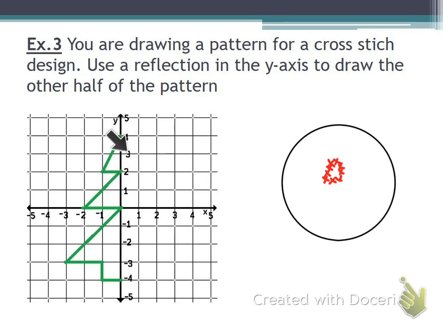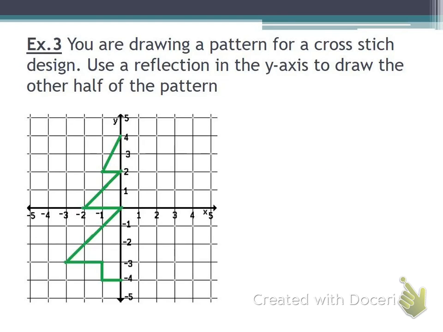This would be a Christmas tree cross stitch pattern. If this were a cross stitch pattern, you would be putting all your little X's with your thread along these lines as you do your project. Typically cross stitch is associated with grandmas, but anyone can do it. All right. Use a reflection in the y-axis to draw the other half of the pattern.